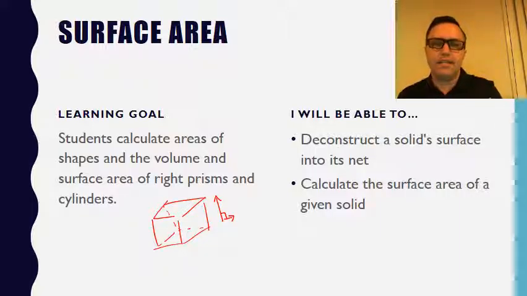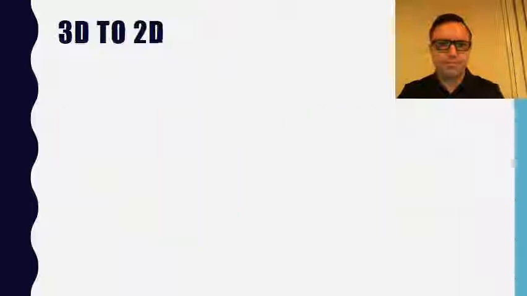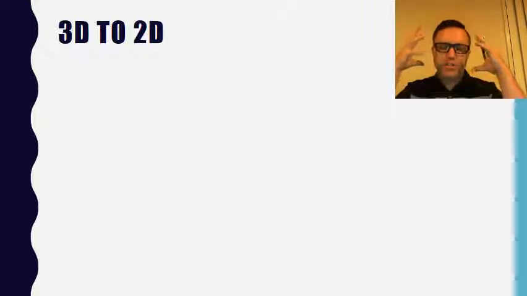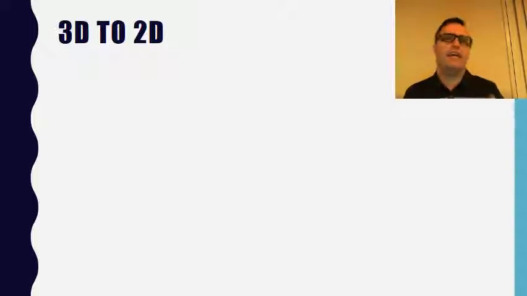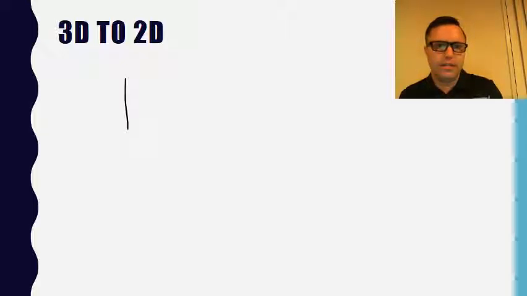At the end of this video, you want to be able to deconstruct a solid surface into its net and calculate the surface area of a given solid. All right, 3D to 2D. Here's where you're going to want to really exercise your spatial reasoning skills, which is good. It will improve every area of your mathematics if you can really exercise this aspect. So what we mean by this is we need to be able to take a three-dimensional object.